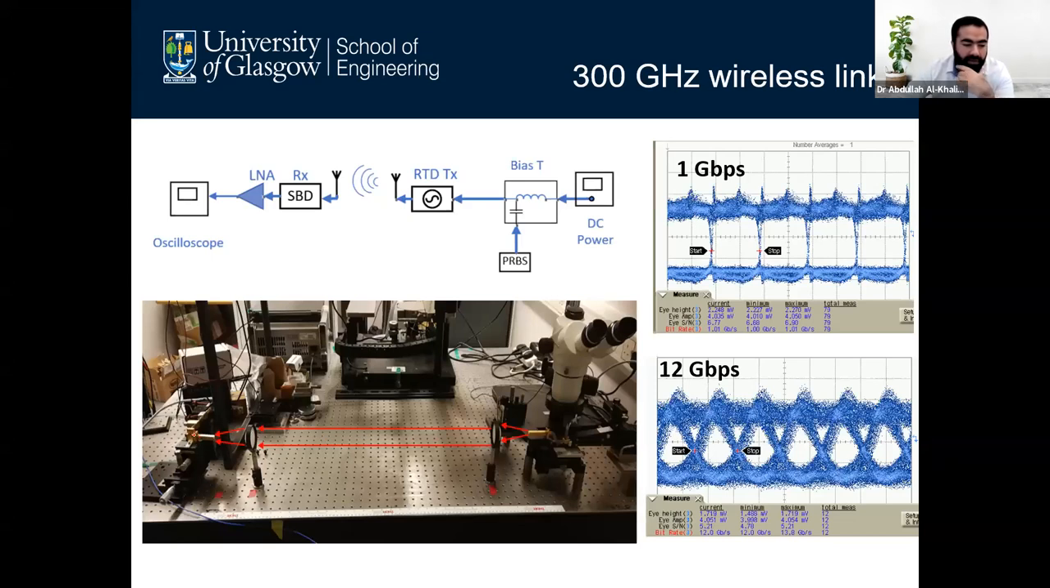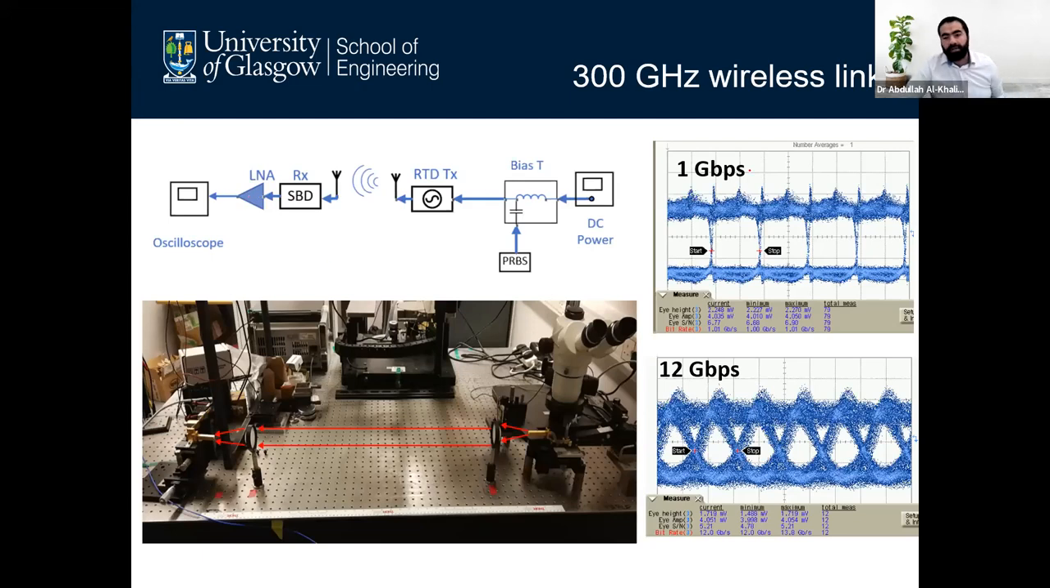At the receiver side, we have a Schottky barrier diode and some low noise amplifiers. So you can see the schematic here. We have the DC power supply, we have the data generator, and we use a bias T to combine the DC power supply with this RF data into the RTD. Then the RTD will generate the 300 gigahertz signal, which is modulated with the data coming from the data generator. At the receiver side, we have a Schottky barrier diode. So this is an envelope detector that will filter out the carrier. We will just have the data coming through to the low noise amplifier to the oscilloscope.